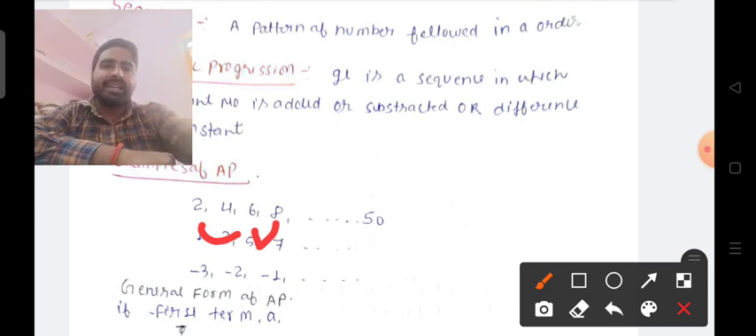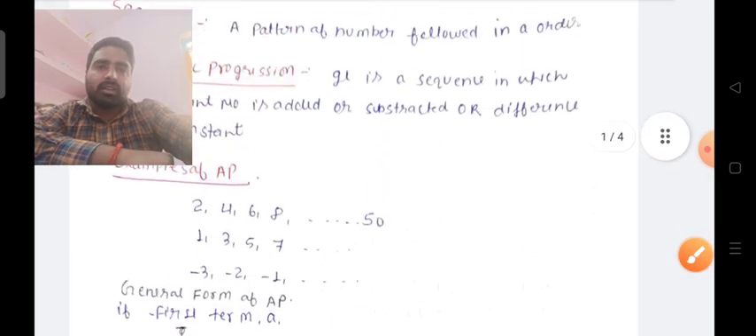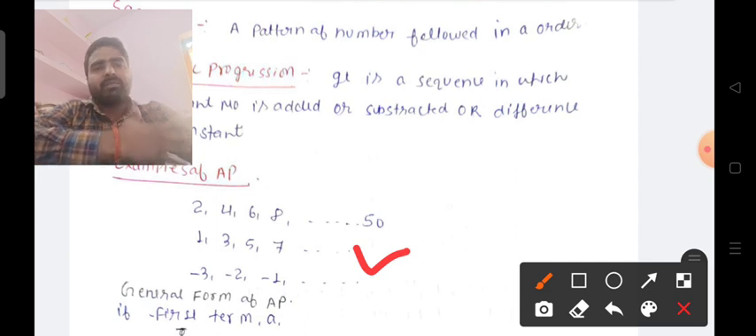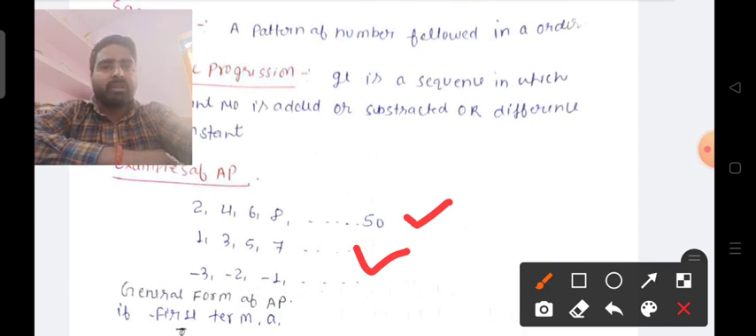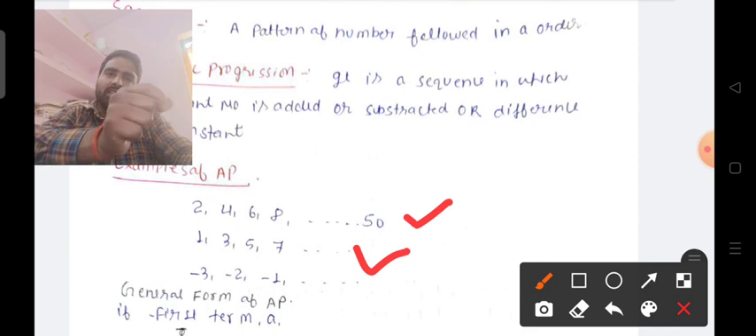We have two kinds of sequences. The first is a finite number of terms and the second is an infinite number of terms. If we are talking about the sequence 1, 3, 5, 7 and so on, then it is not finite, it is infinite. And 2, 4, 6, 8 up to 50 has finite terms. This is the major difference. Also, here we have a common difference D, which may be positive, fractional, negative, or 0, depending on the sequence we have.